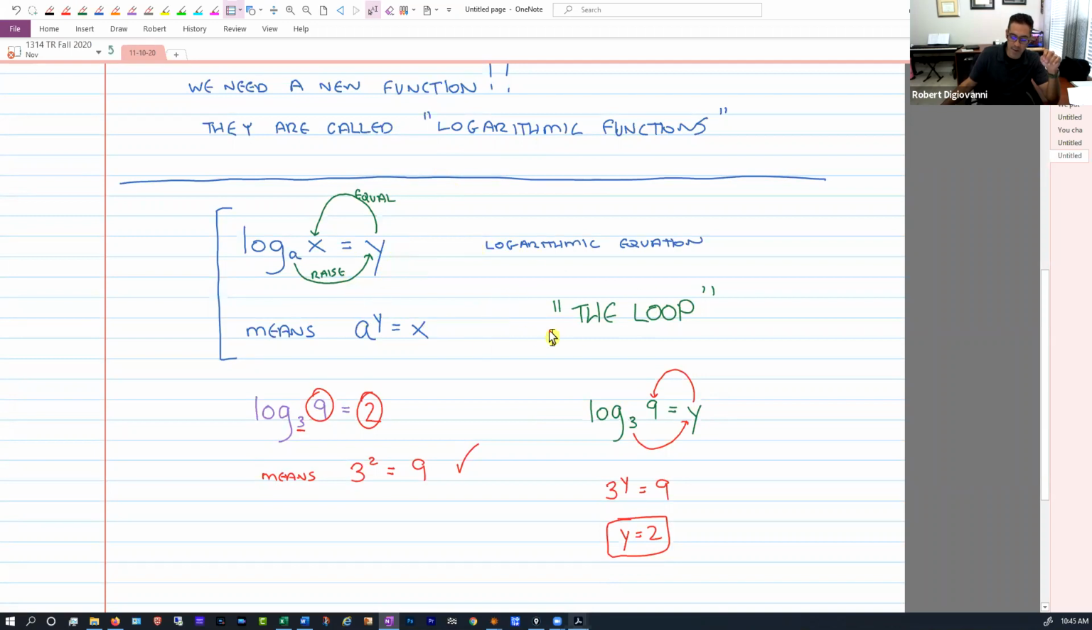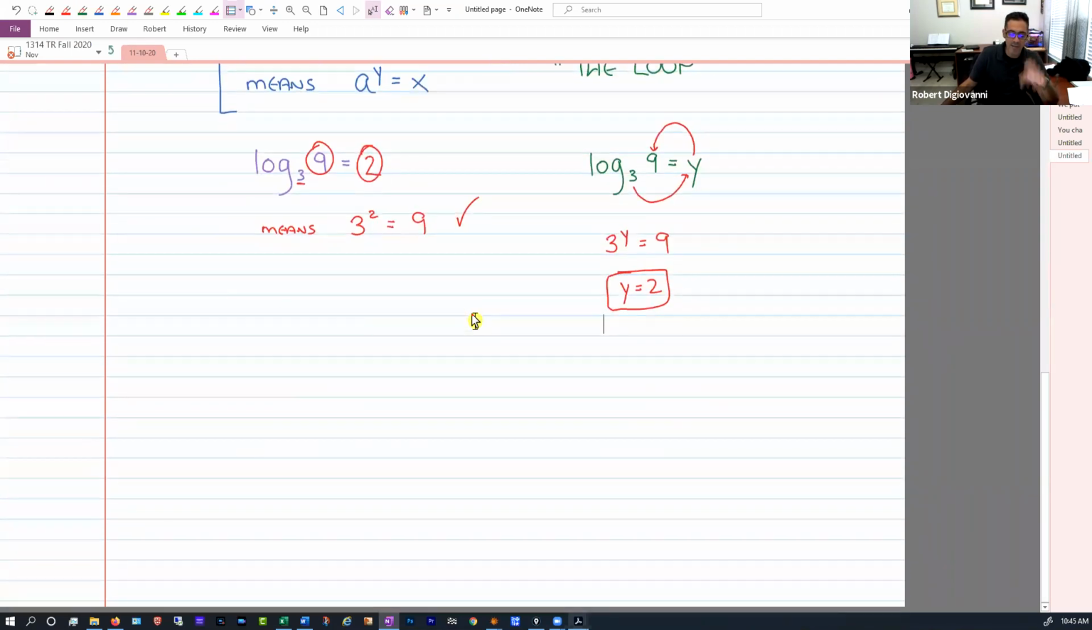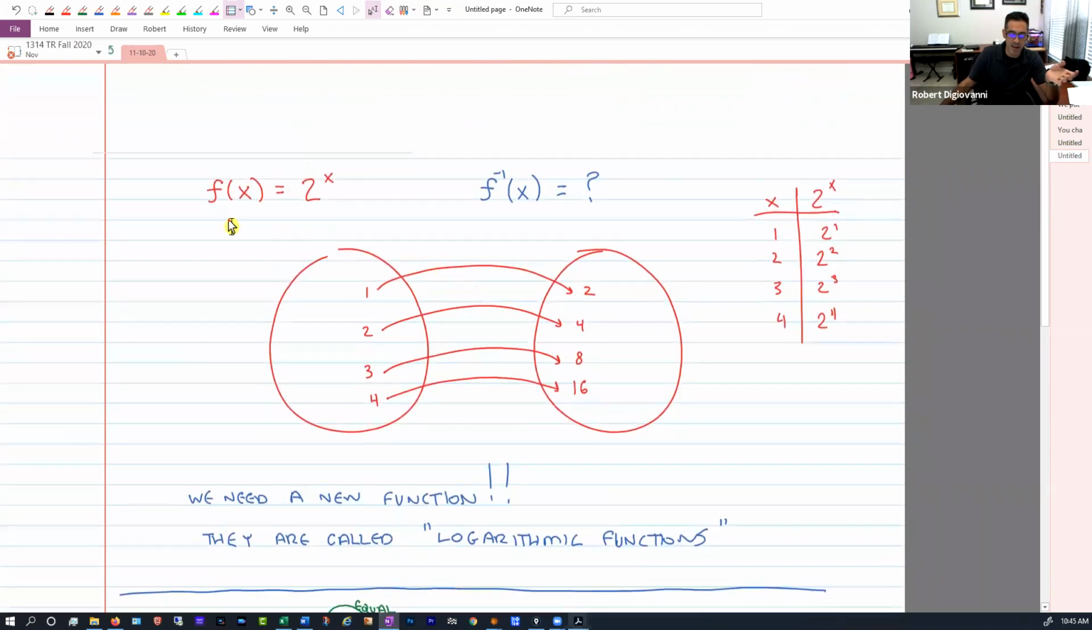So we will pick up here next time. We'll talk more about this notation. We'll do some problems. And eventually we'll understand that the inverse of an exponential function is this logarithmic function. And then we'll graph them and solve equations. All right. That's all I've got today.